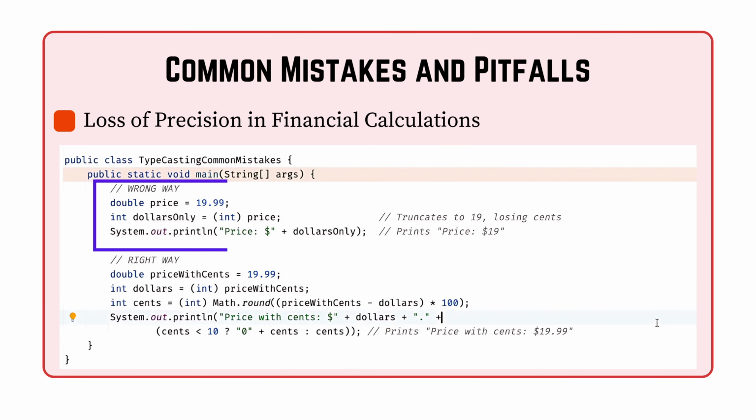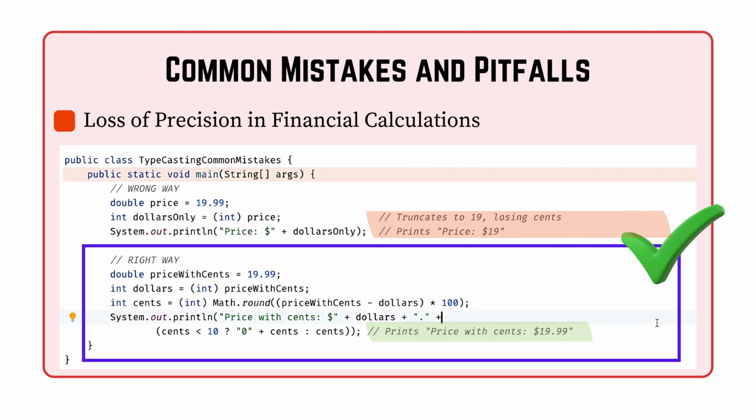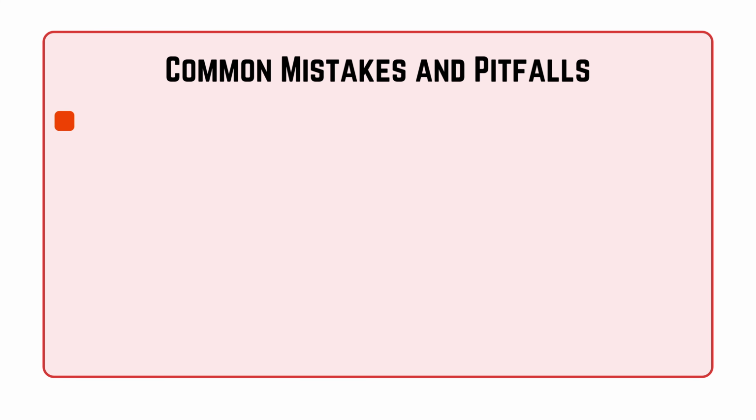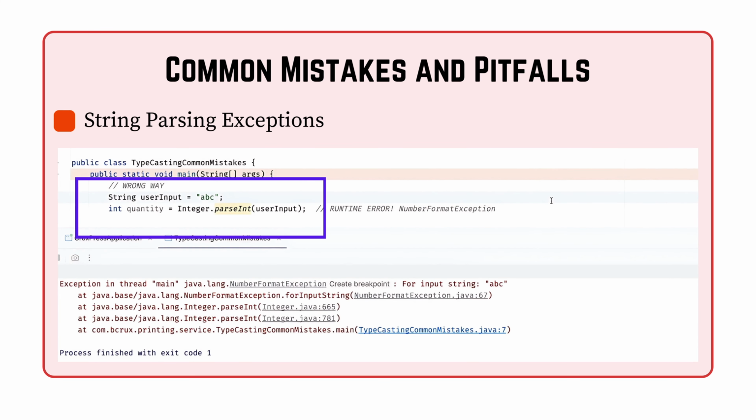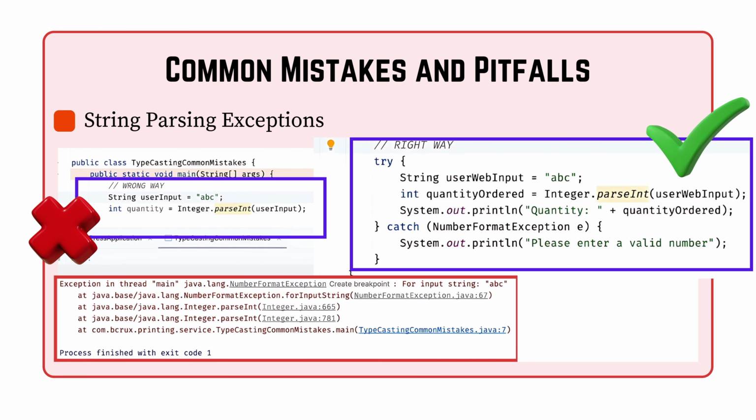For financial calculations, don't just cast or truncate decimals, as you'll lose cents. Use proper rounding methods instead. Wrap string to number conversions in try-catch to handle invalid input gracefully and prevent application crashes.